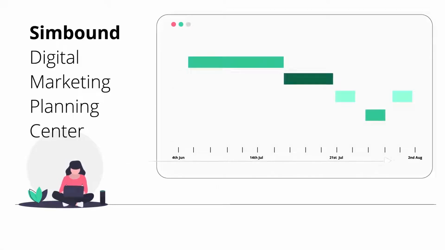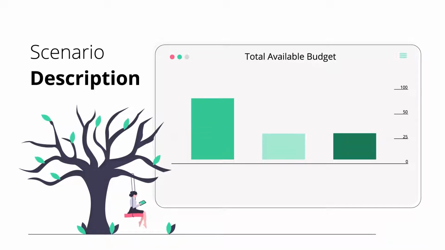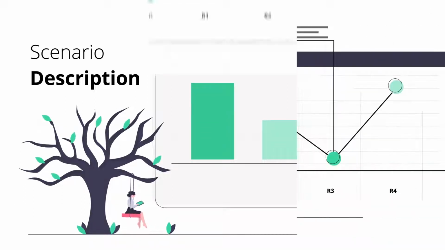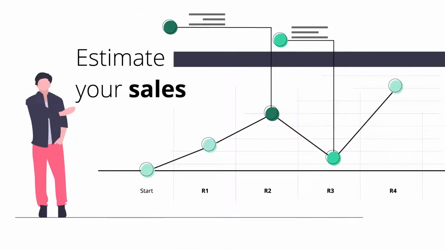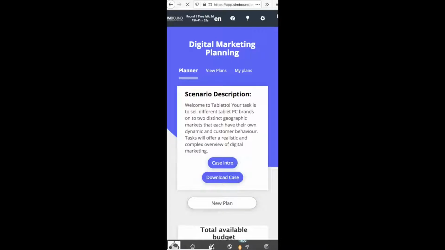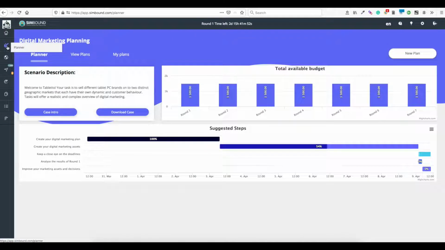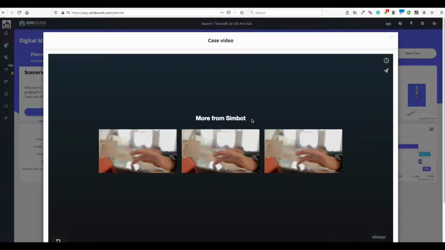In this short video, we'll talk about the Simbound planner function, which allows you to learn more about the business and the simulation scenario. It will also allow you to select what products to promote and on which markets, and also estimate your sales. From your mobile, you will find the planner section in the bottom scrollable menu, while on your desktop it is located in the left side menu.